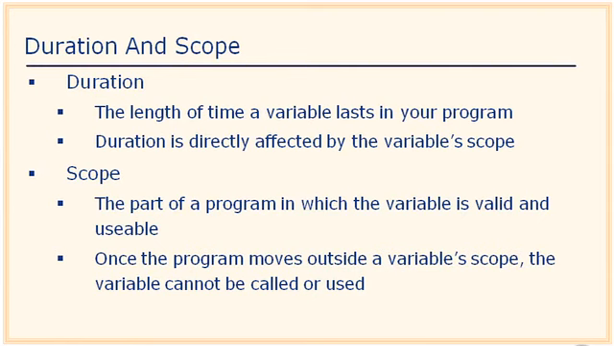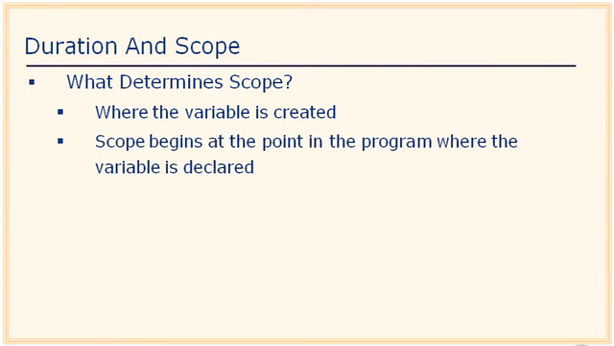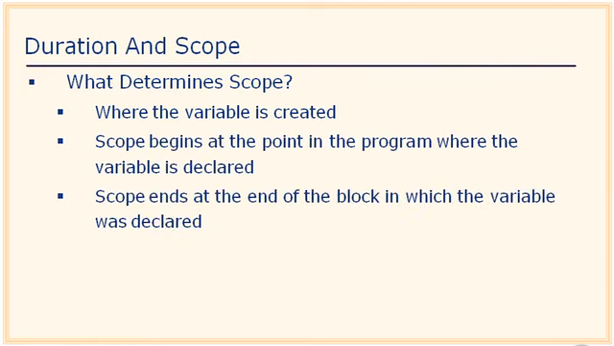Now, once the control of the program moves outside of variable scope, the variable in essence goes away. It cannot be called, it cannot be used, and if you try to access it or use it, it'll throw a compiler error. Now, what determines the scope of a variable? Well, where the variable is actually created. The scope begins at the point on the line number in the program where the variable is created, and the scope ends at the end of the block, or the little squiggly braces in C++ code. So it ends wherever the end of the block is in which the variable was declared or created.